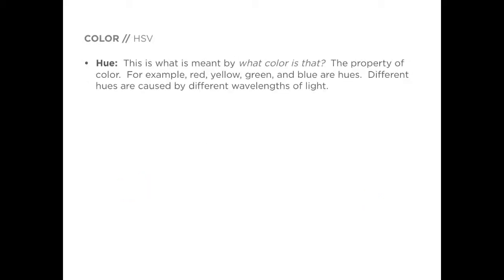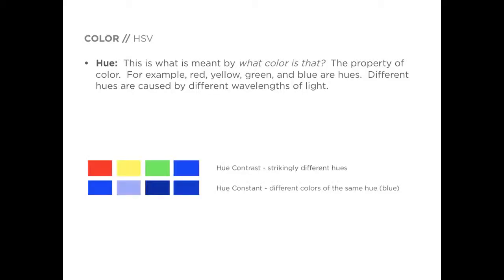Hue, saturation, and value. Hue is what is meant by what color is this, the property of color. For example, red, yellow, green, blue are hues. Different hues are caused by different wavelengths of light. In this example, we notice that the first row are strikingly different hues, and the second row are different colors of the same hue, blue.